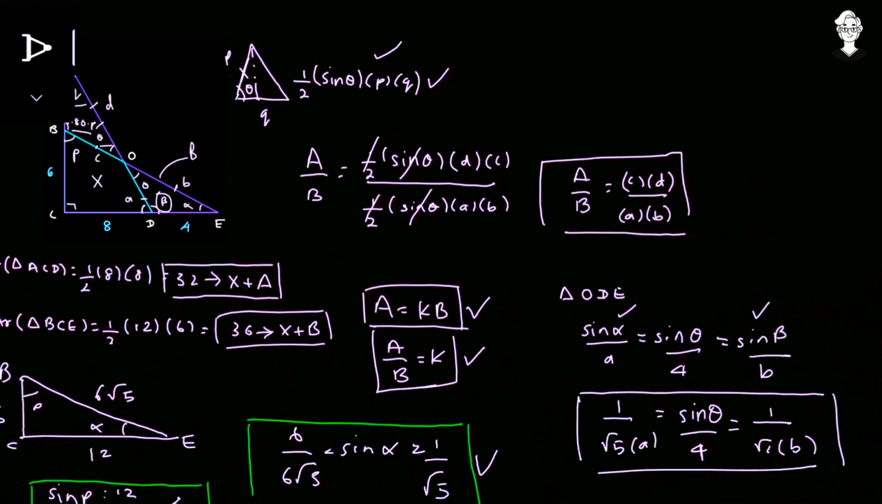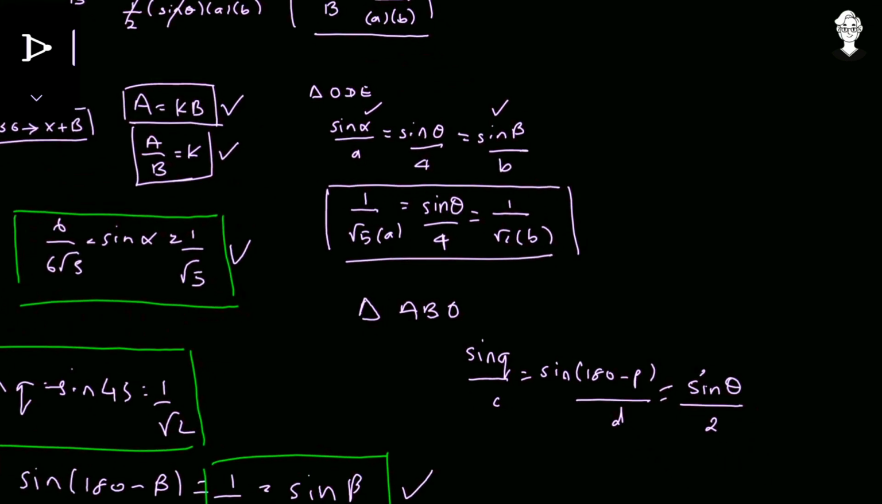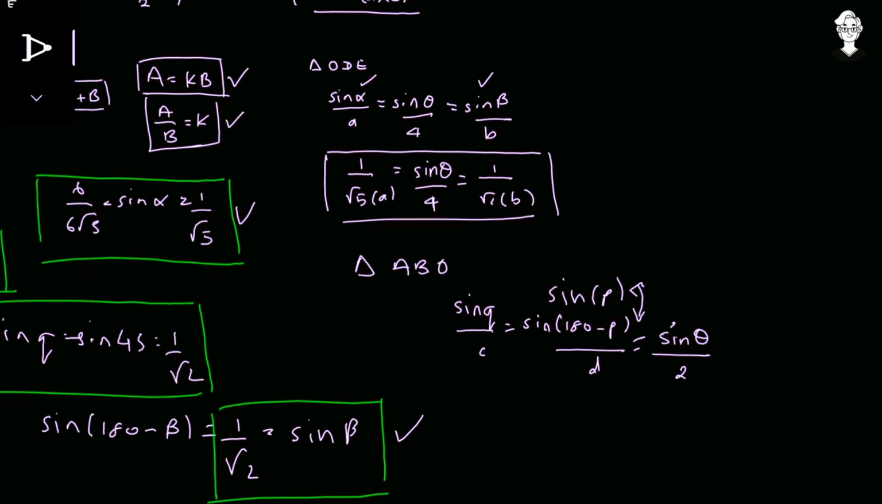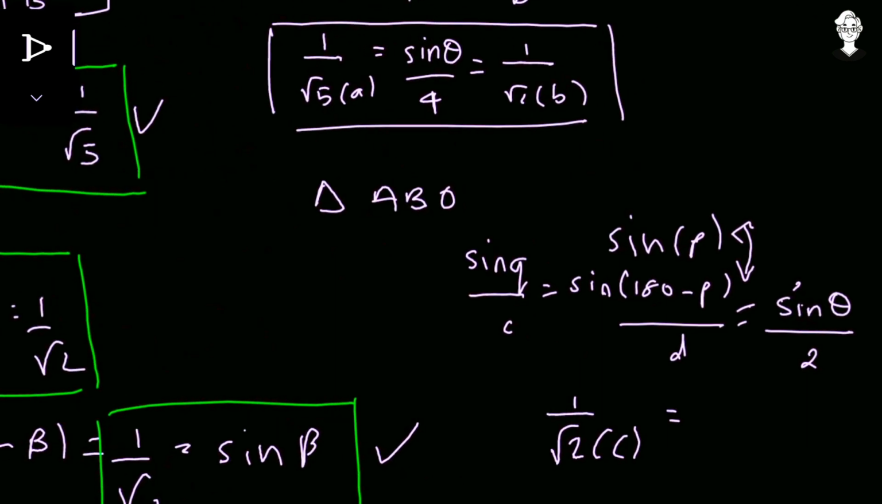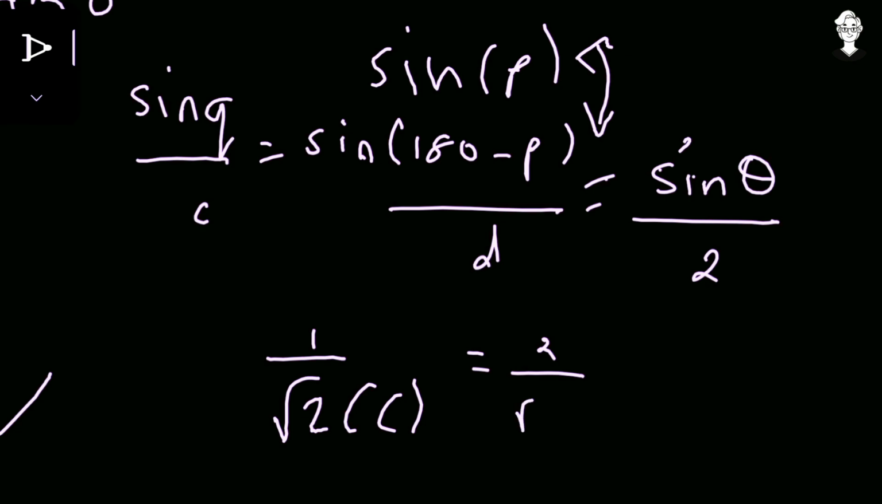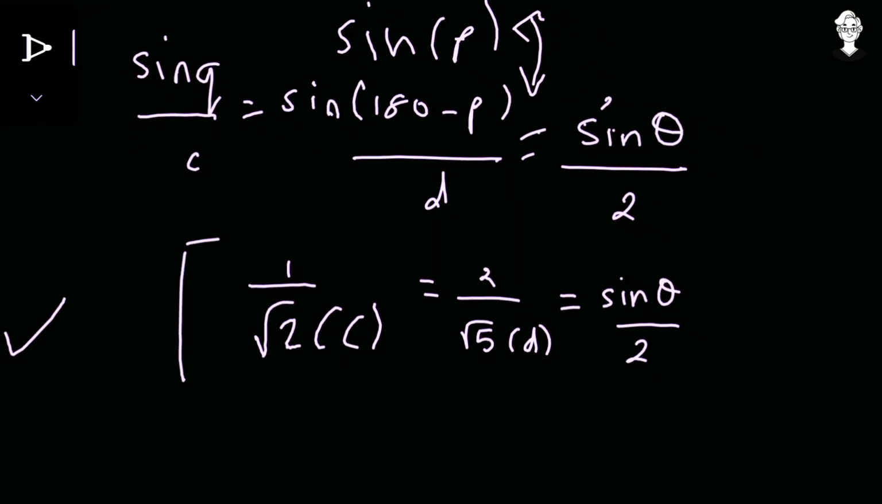Now we have the value of sine. Remember, sine of 180 minus p is nothing but sine p, according to the identity. Now we have the value of sine q, that's 1 upon square root of 2. So 1 upon square root of 2 into c. Sine of p is 2 upon square root of 5, so 2 upon square root of 5 into d, and that's equal to sine of theta upon 2. This is the second equality we obtained.